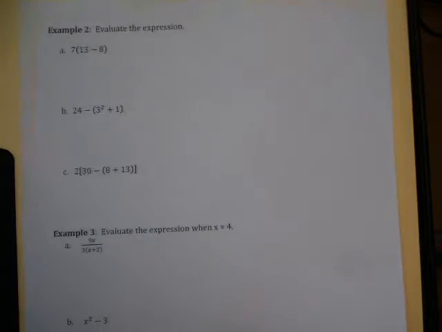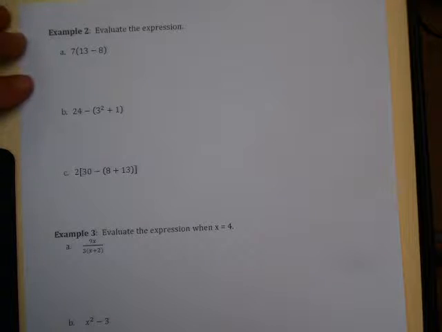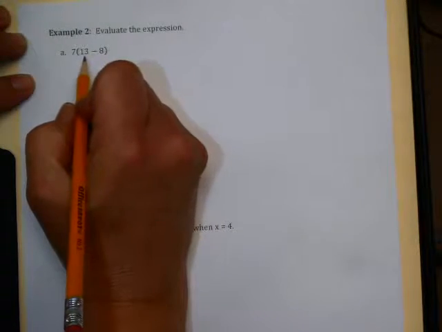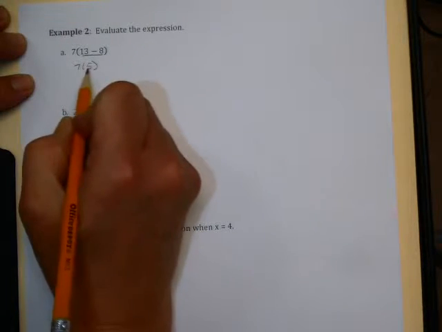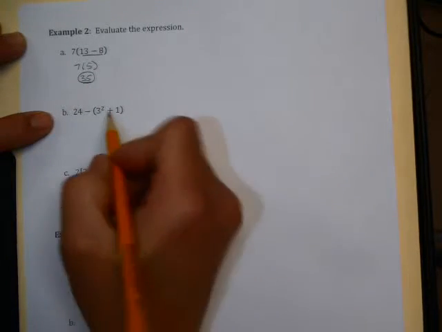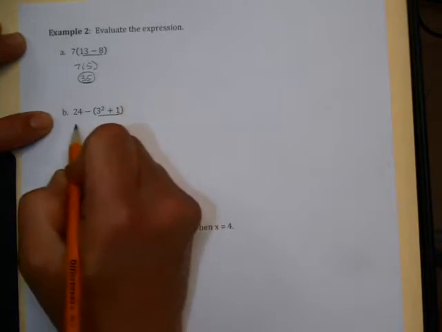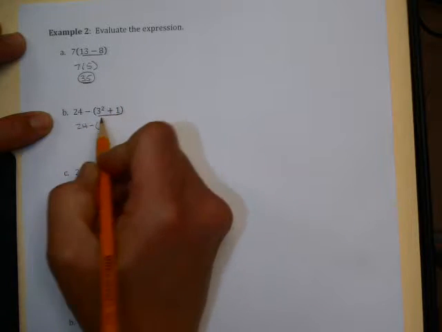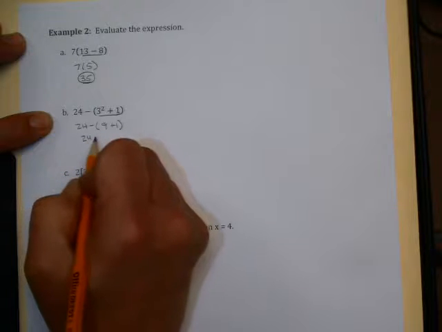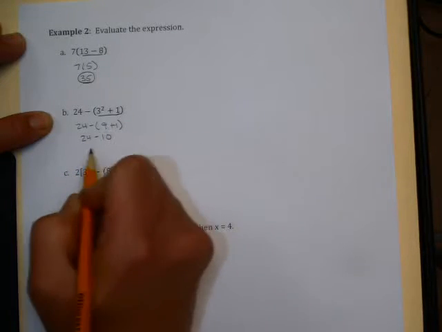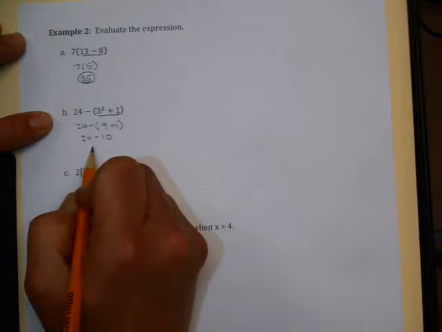In example 2, we see some expressions that have grouping symbols. So we'll first evaluate what's in the grouping symbols. 13 minus 8 is 5, and then multiplication gives us 35. In letter B, working inside the grouping symbols, we see that we first need to evaluate the power. 3 squared is 9. Then evaluating the grouping symbol, 9 plus 1 is 10, and finally subtracting gives us 14.